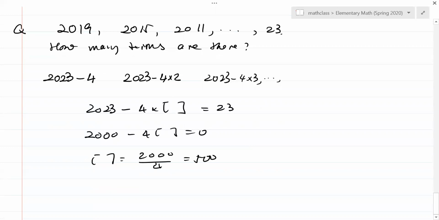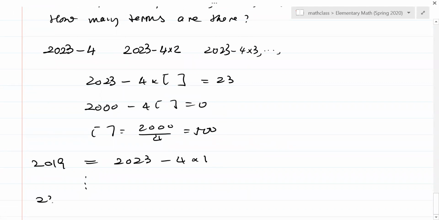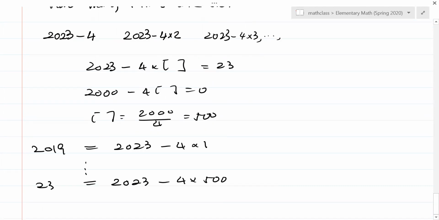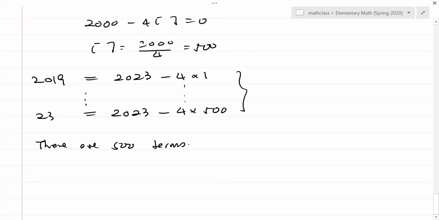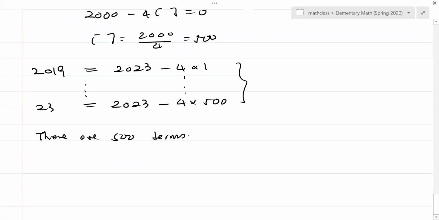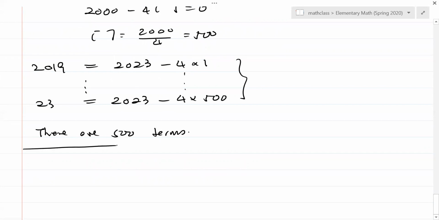So let me repeat again. 2019 is 2023 minus 4 times 1, right? And so on, and 23 is 2023 minus 4 times 500. So clearly there are 500 terms there, okay? Right, so now we stop counting the terms because sometimes we need it later, okay? Let's work out sequences, how to add them together.